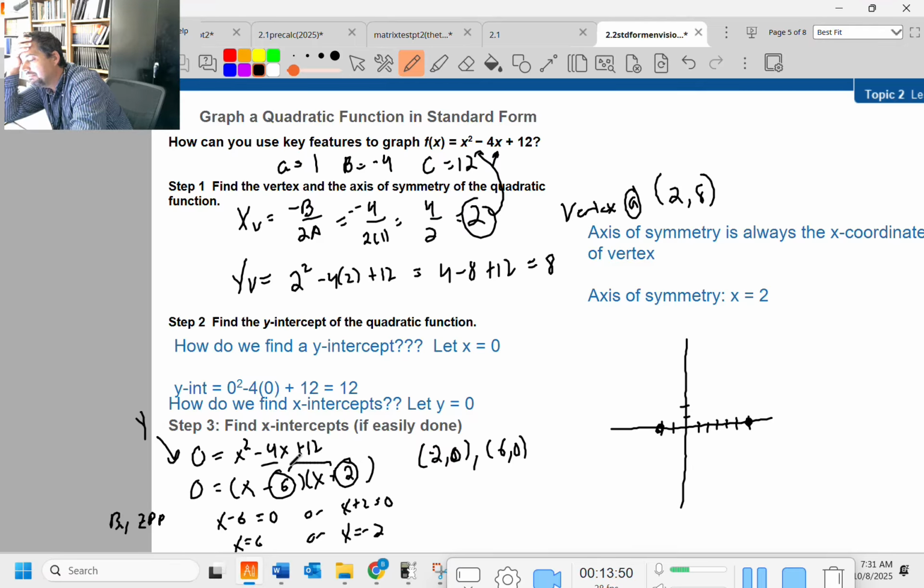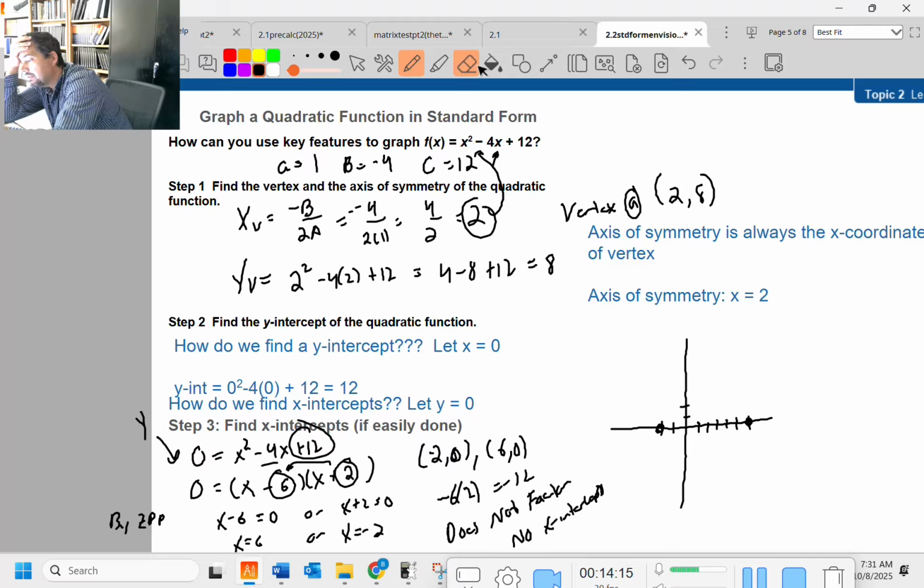Hopefully you caught that. Negative 6 times 2 is negative 12. I had a positive 12. This does not factor. There are no x-intercepts. So what I was catching here was that I had a vertex up here at 2, 8, but this thing's positive. It should be opening up.